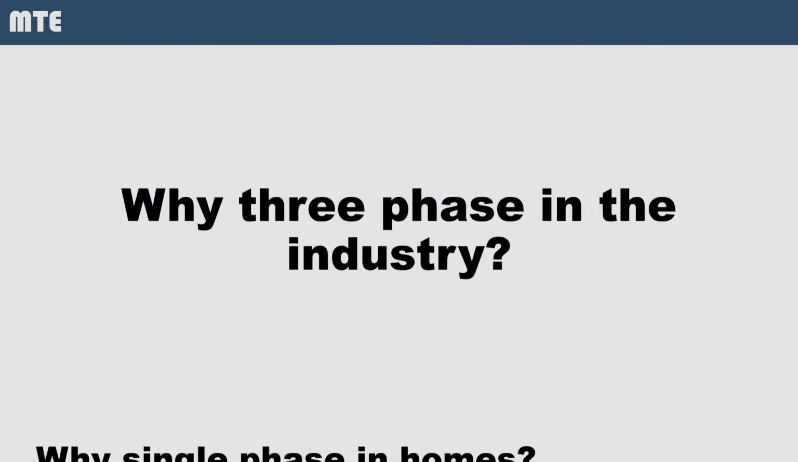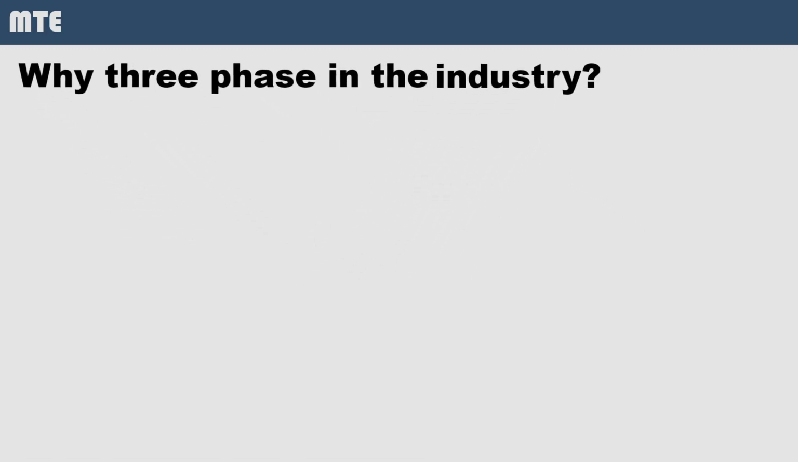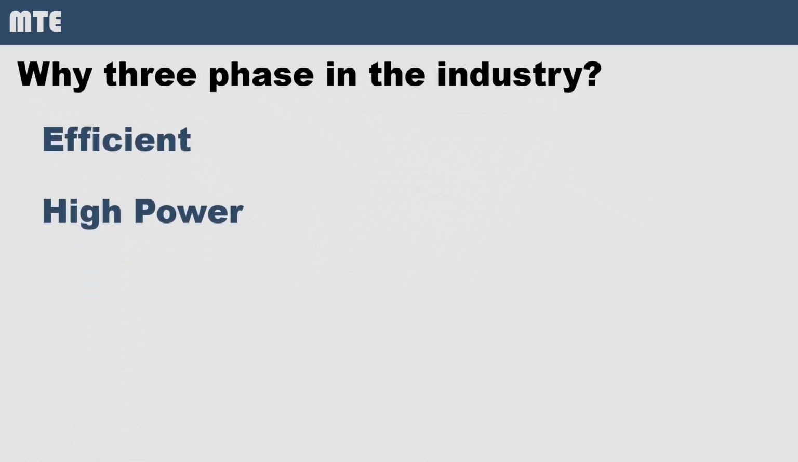Industries and high-power applications rely on three-phase systems because they are more efficient and powerful. These systems handle heavier loads, making them ideal for running large machines and motors in factories.